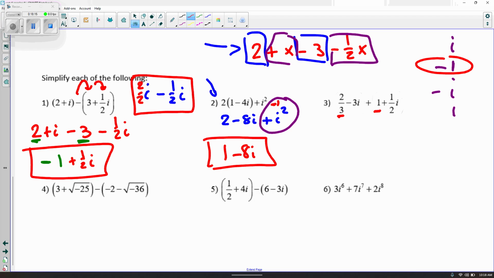Don't tell me 1 and 2/3 because, I mean, that's right, but it's wrong. 5/3. 5/3 is correct. Then I have to take what? Minus 3i plus 1/2 i. Again, don't give me -2.5i. It's not right.